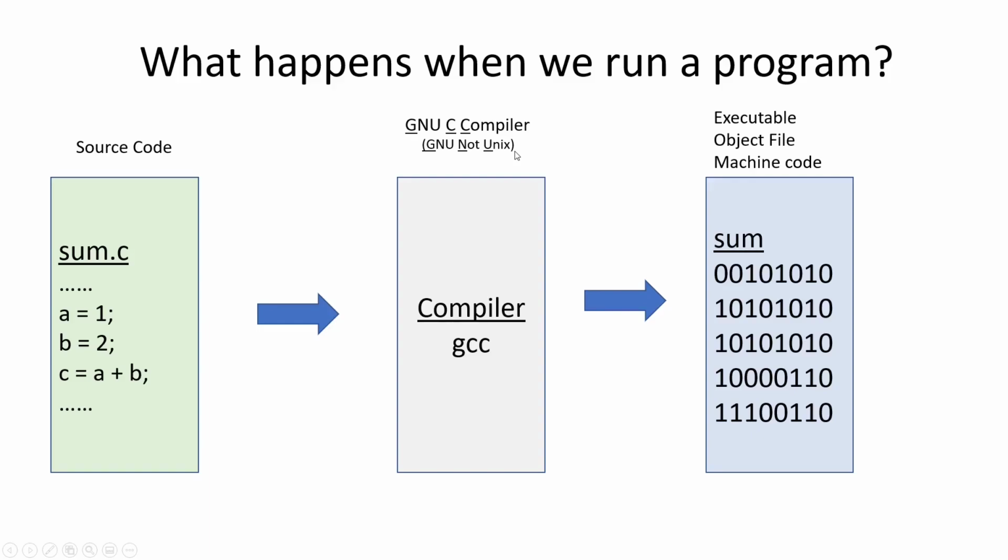So it's a recursive definition if you think about that a little bit, because this GNU also stands for GNU not Unix, and keep going forever. So anyway, this is just our C compiler. And this code, the binary code, is known as the executable. It's also called an object file or machine code. I'm going to use all three of those to mean the same thing.